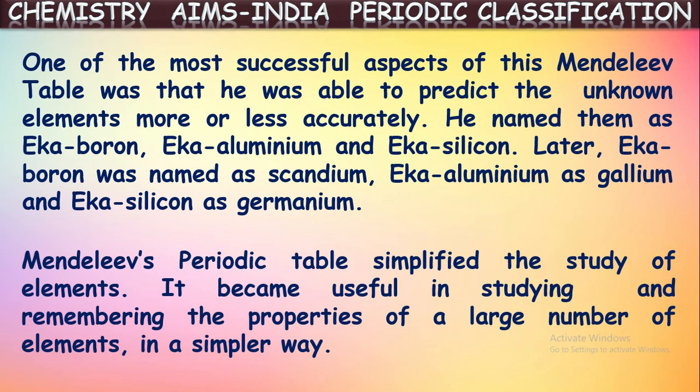Mendeleev's periodic table simplified the study of elements. When elements are classified into a table, the study of elements is made easy. It became useful in studying and remembering the properties of a large number of elements in a simple way. As he arranged all the elements in a table, the elements present in one column are considered to be one group.